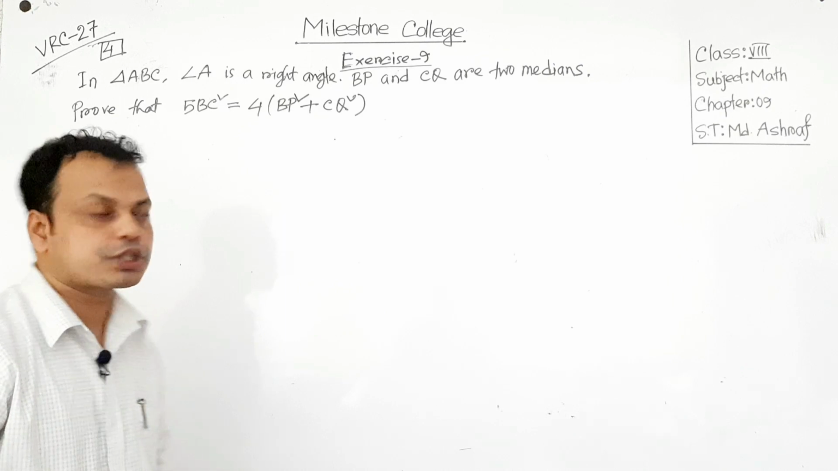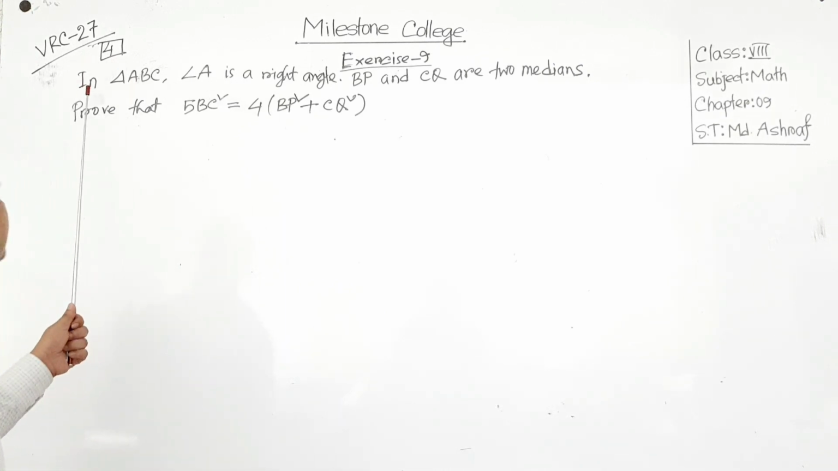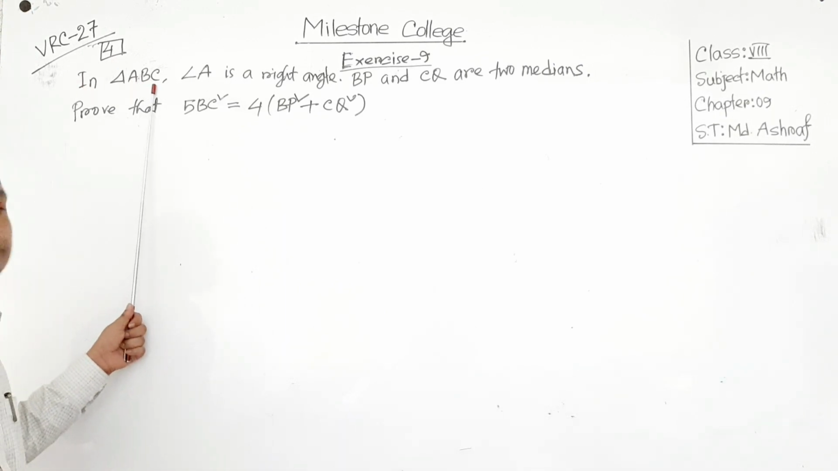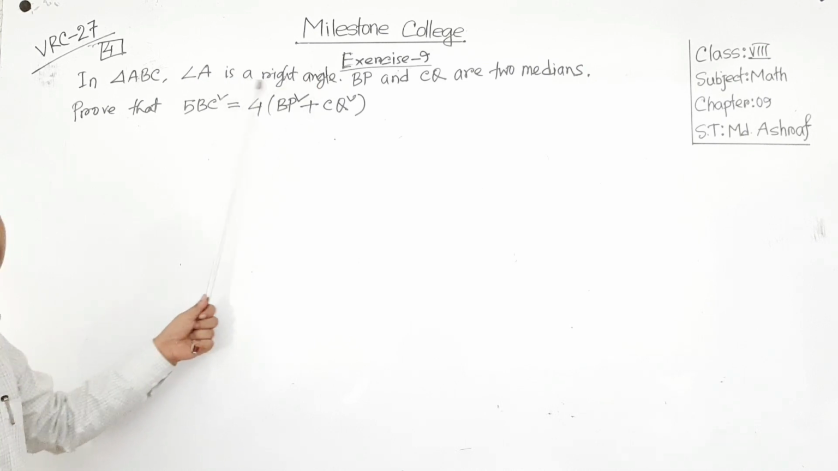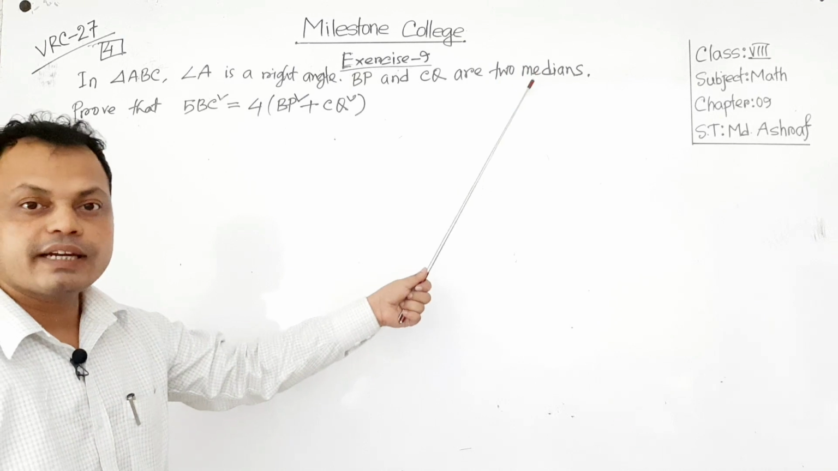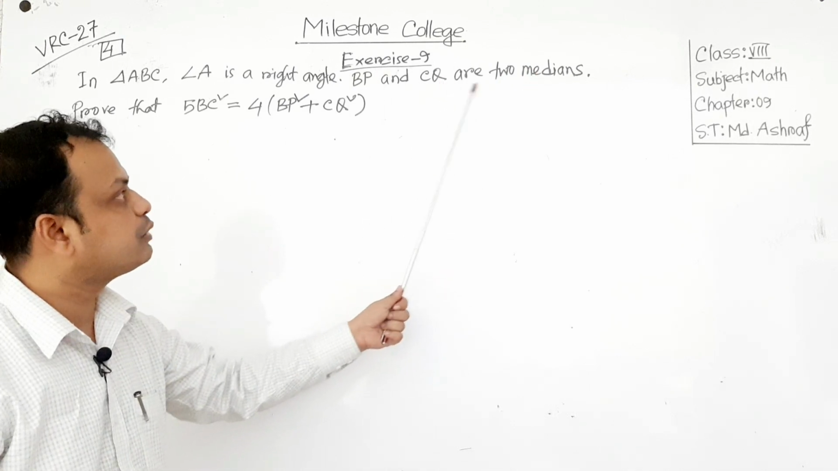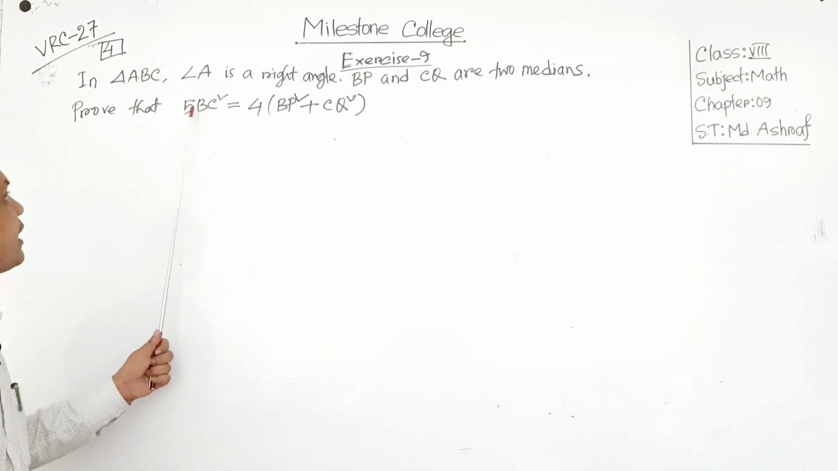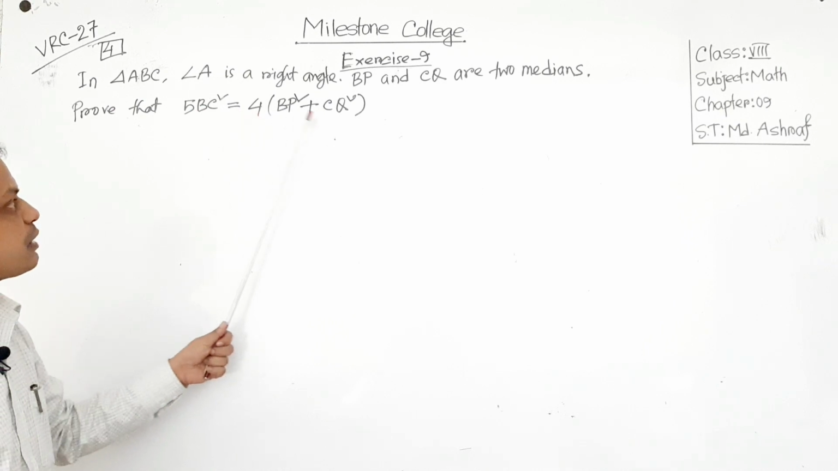Okay. See the next question. Question number 4. Read the question first. In triangle ABC, angle A is a right angle. Right angle, that means angle A is 90 degrees. BP and CQ are two medians. Here are two medians, one is BP and another is CQ. We have to prove that 5BC square equals 4 into (BP square plus CQ square).